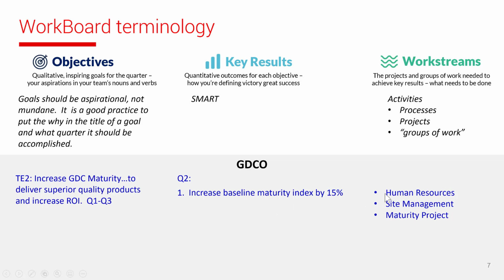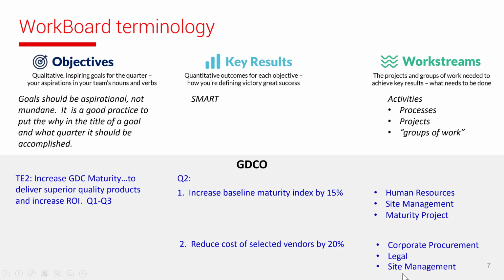And obviously later we can filter these by work stream and see all the different KRs that human resources is working on. A second KR that we came up with was reducing the cost of selected vendors by 20%. And that takes different work streams. Maybe it needs corporate procurement, legal, and site management. So the idea is this is the information that would go into a tool like Workboard.